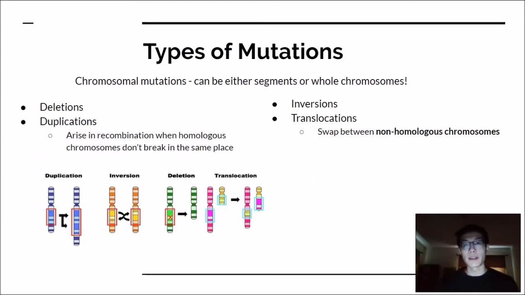There are also other types of mutations that are much larger. We can have chromosomal mutations, which can alter segments or entire chromosomes. In terms of chromosomal mutations, there are four main types. We have a deletion. A deletion is a segment of the chromosome being removed. So that's pretty straightforward. We can have inversions, and inversions are sections of the chromosomes that are going to be flipped.